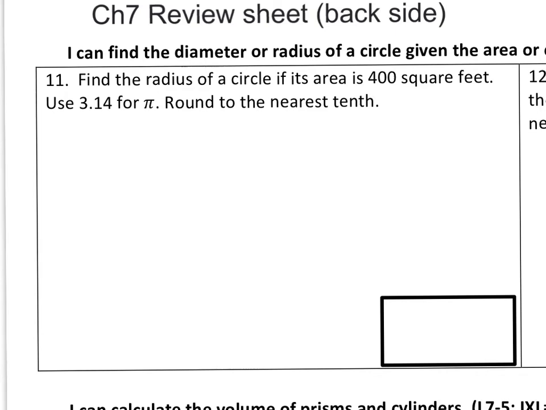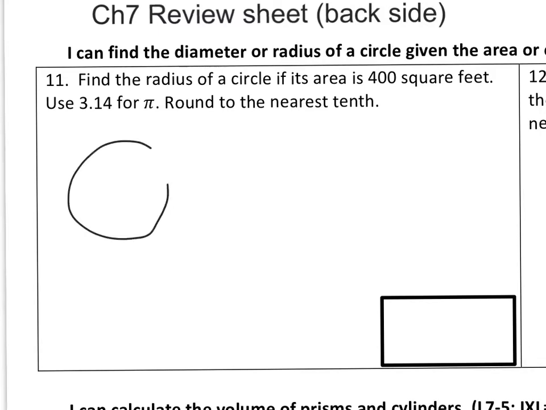Alright students, here we go with the back side of the Chapter 7 review sheet. Number 11: find the radius of a circle if its area is 400 square feet. I call this a reverse problem. Usually they'll give you the radius or diameter and then you have to find the area. In this case they're giving you the area.